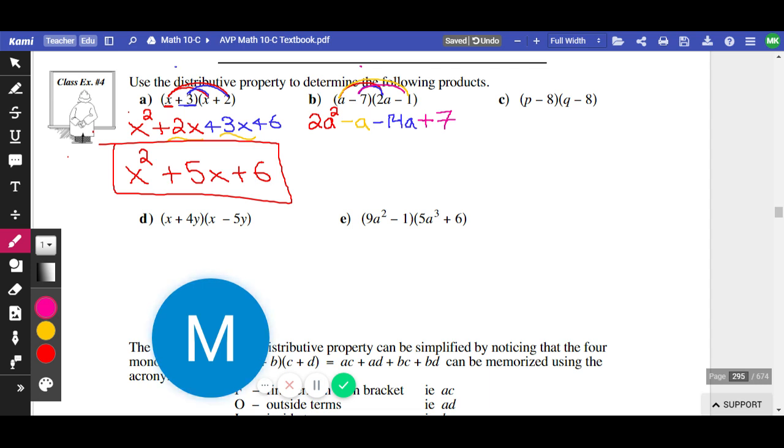Again, you typically end up with like terms somewhere in the question. In our case, we did right in the middle. We have -a minus 14a would be -15a's. Everything else stayed the same. So 2a squared is still 2a squared, plus 7 is still plus 7.